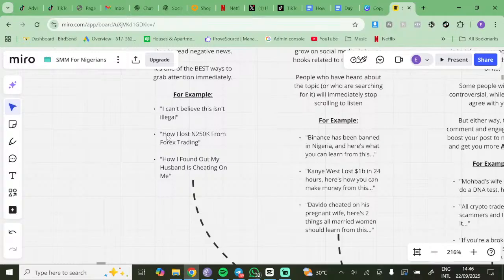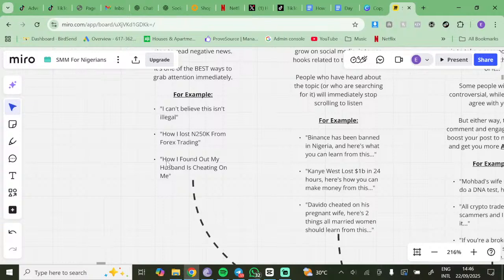Okay. Now, obviously, I'm not telling you to go and lie in your content. There's ways that you can use hooks without having to lie and say something that didn't happen to you. No, like I'm just giving you an example right now. If you haven't lost 250K from trading, then obviously you wouldn't use this hook. You would tweak it. Maybe you talk about somebody else who lost that money, or maybe you can speak about how somebody on TikTok was complaining about losing money from trading. But basically, you can use this as a hook since it's negative, right?